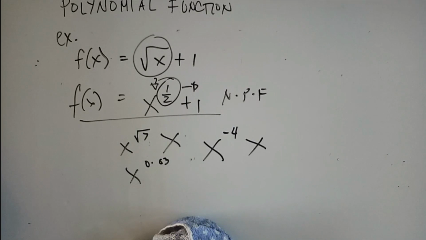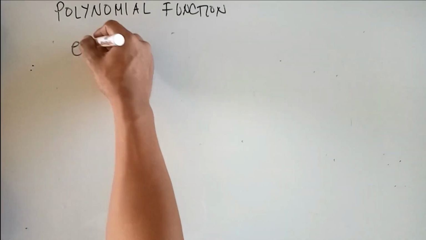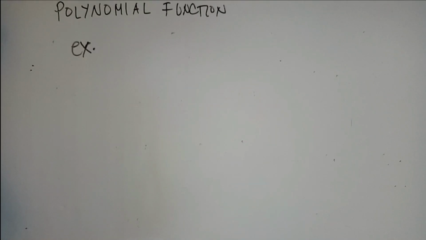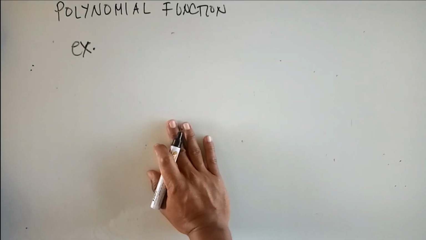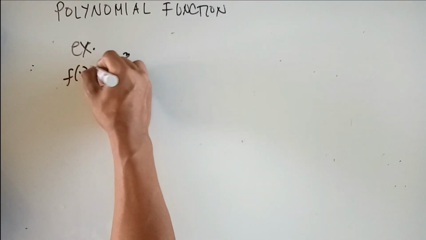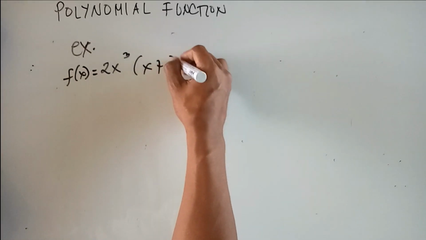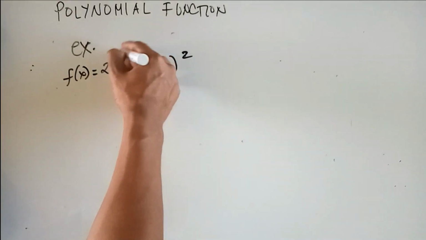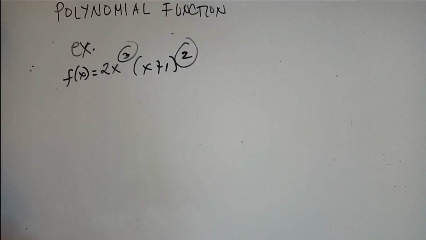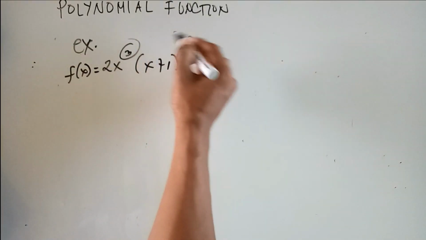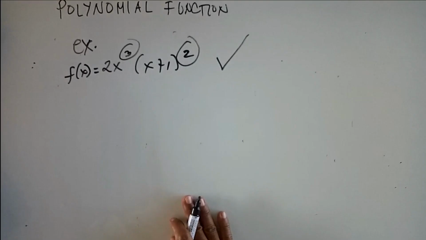Okay, let's have another example to push your mastery about polynomial functions. What if we have an example like 2x cubed, and that is going to be f(x), the function of x, times (x + 1) squared. Without solving, that is a polynomial function. You have an exponent of 3, you have an exponent of 2, and that's not a fraction nor a decimal number or a radical expression or whatever. These exponents are whole numbers. Automatically, this is a polynomial function.